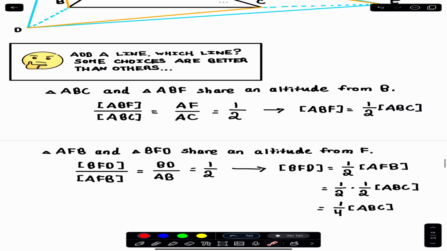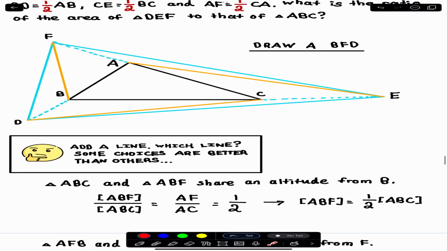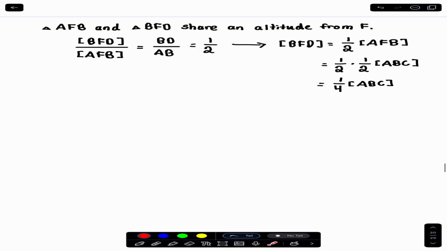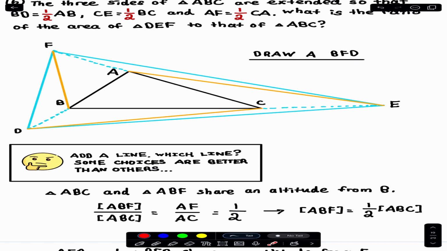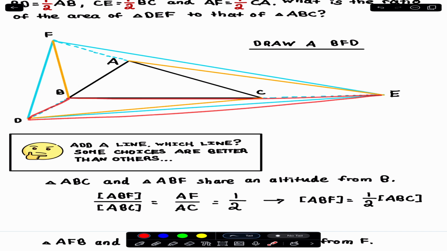So we're getting some nice things. So compared to triangle ABC, this is half as big and this is 1/4 as big. And now it's going to be rinse and repeat. We're going to do the same thing again. So we've covered this side. Now we can look at this side.